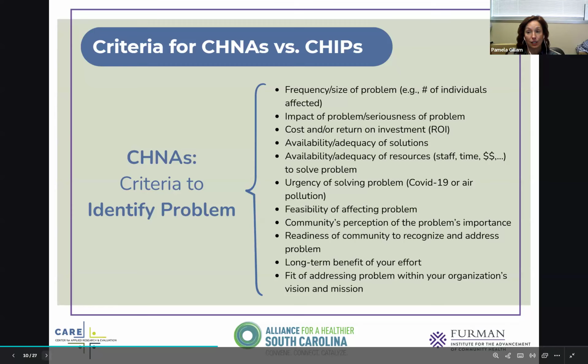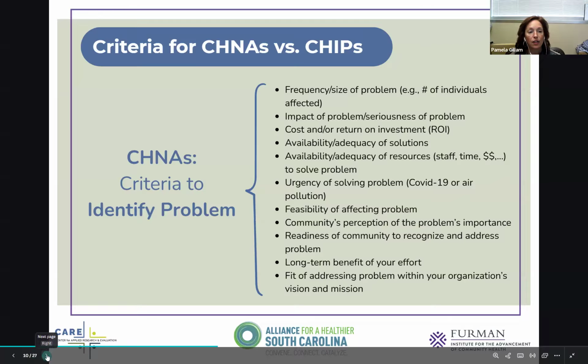So from an agency's perspective, how does this issue fit in terms of our vision and our mission and our strategies as an organization, right? So this is just a list that you could pick and choose from.